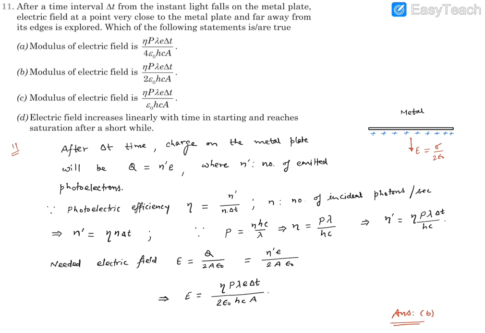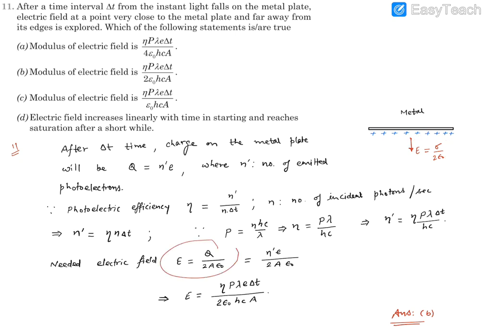Now we also know that the power is given by n h c by lambda. So from here n can be calculated, which is P lambda divided by h c. Now n is the same number, which is incident photons per second. Now put this n value in, so N dash comes out to be eta P lambda upon h c into delta t. Now once we have N dash, we can find the total charge, and once we find the total charge, we can use this formula.